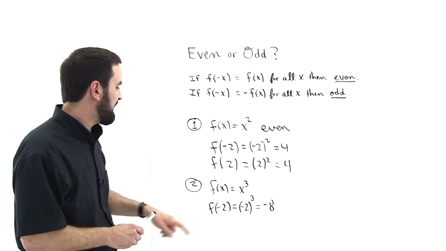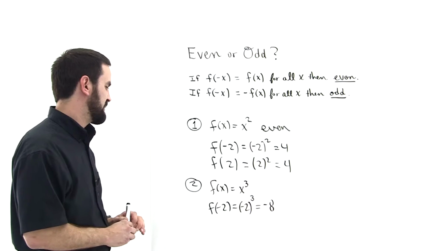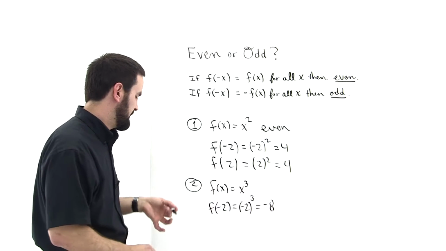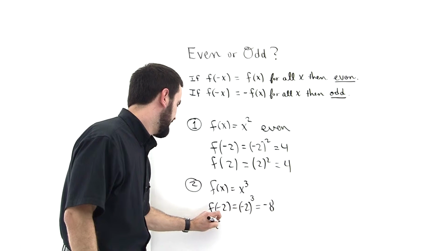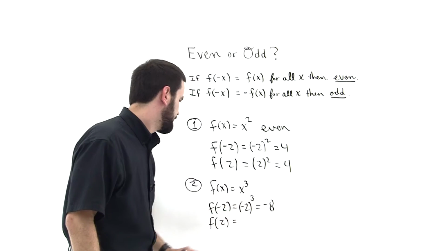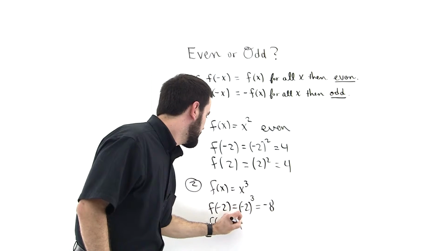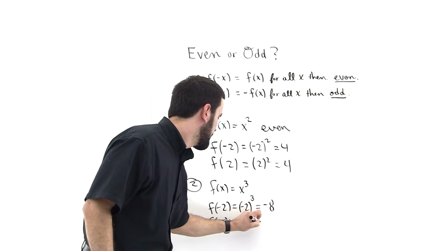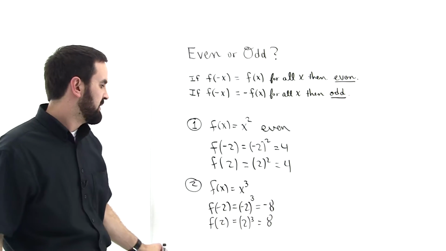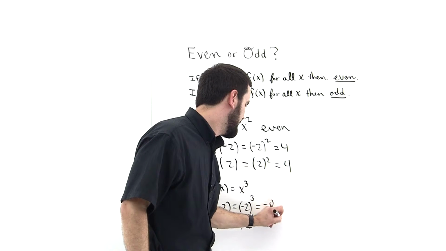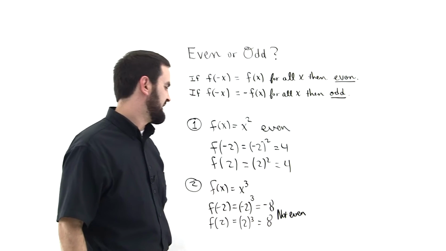And if you put this into your calculator, it's important to put the parentheses around that negative 2 so the calculator knows that all of that is being cubed, so that your calculator will deliver the correct result. Now let's do f of 2. Well, because we're putting the 2 right here, f of 2 is equal to 2 cubed, which is equal to positive 8. So this function is not even, right? All we know is that it's not even, because these two values are not the same.